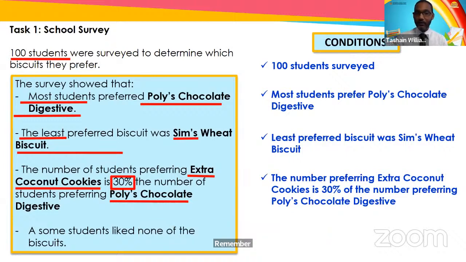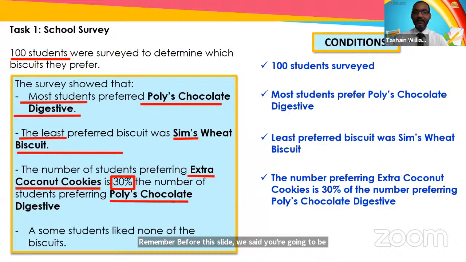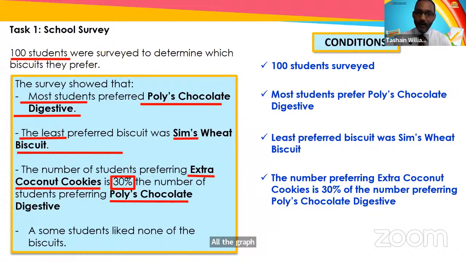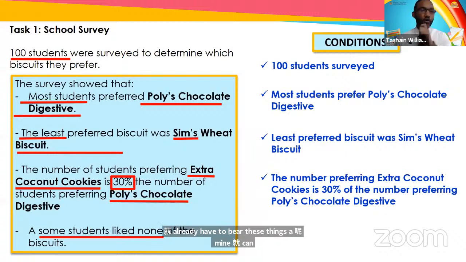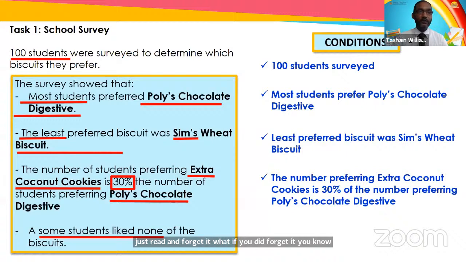before this slide, we said you're going to be conducting a survey. You're going to be representing the data using what type of graph? Type in the chat what type of graph. Bar graph. We said a bar graph, not a Venn diagram, but a bar graph. All right, great. So I want you to remember these conditions because you're going to use them right throughout this task. For those of you who did the task already, you would have realized that you always have to bear these things in mind. You can't just read it and forget it. But if you did forget it, you know where to find it back. And that is also very good for you, to always know where to find the important information. All right.